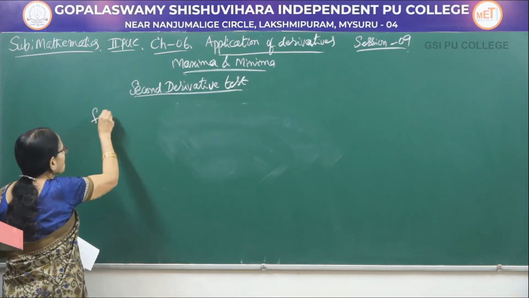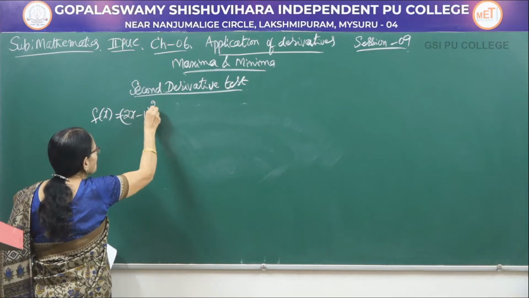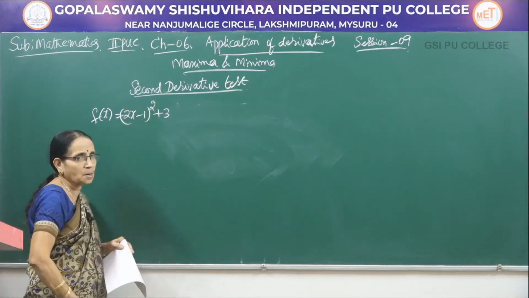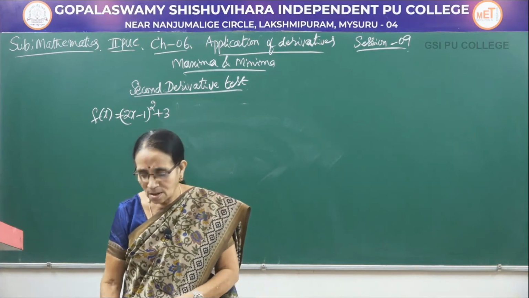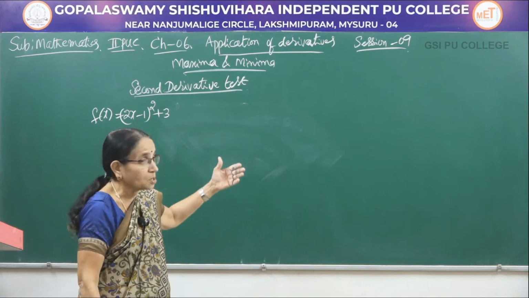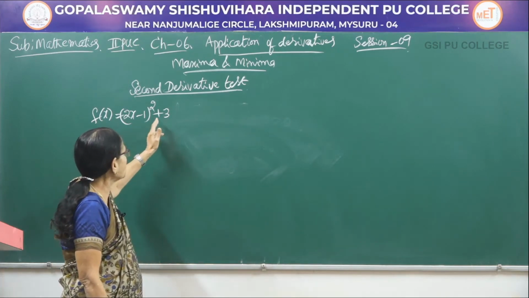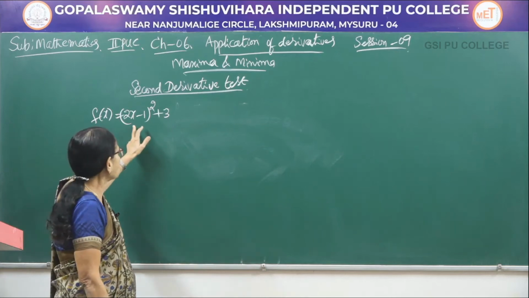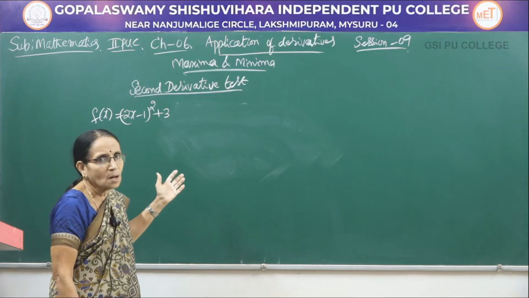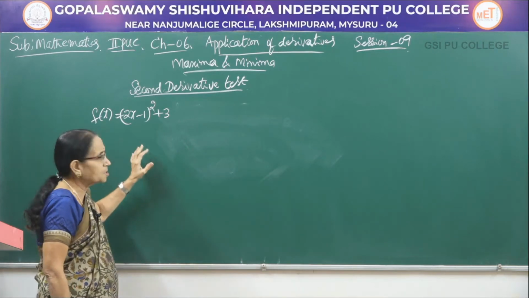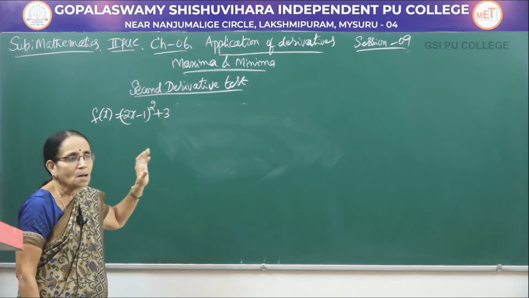f(x) is equal to (2x minus 1) whole squared plus 3. Better you follow the second derivative test. Using that, it's easier to get the result quickly. Now, (2x minus 1) whole squared plus 3: one way is to expand this using the formula (a minus b) whole squared, then go for differentiation. Otherwise, directly you can differentiate using the chain rule here, because it is a composite function.